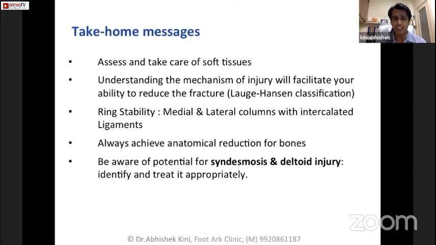So my take home message is: assess and take care of soft tissues very carefully. Understand the mechanism of injury, which will facilitate your ability to reduce the fracture. Understand it via the Lauge-Hansen classification, which also predicts ligament injuries. Understand the ring stability, that's the medial and the lateral column with their intercalated ligaments. Always achieve anatomical reduction for bones, especially medial malleolus impacted fractures and long oblique fibula fractures, where you should also get rotational anatomic reduction. Be aware of the potential for syndesmosis and deltoid injury, identify them appropriately and treat them correctly.